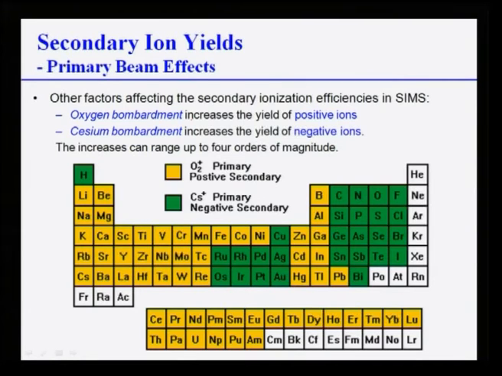If you see this one, lithium, sodium, and also this set of elements are good for oxygen positive ions to create secondary ion yields. On the other hand, there are a set of atoms like carbon, nitrogen, this group here, oxygen, fluorine, chlorine, silicon, phosphorus, all of which are good, I mean, a large amount of secondary yield will be possible when you use Cs plus primary ions.